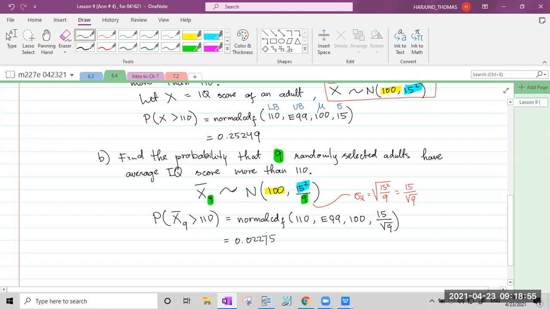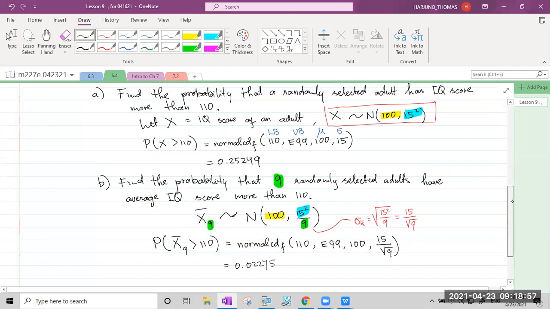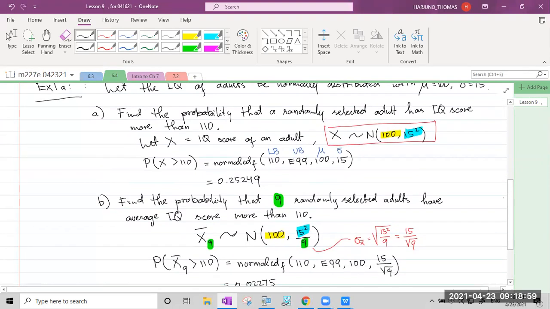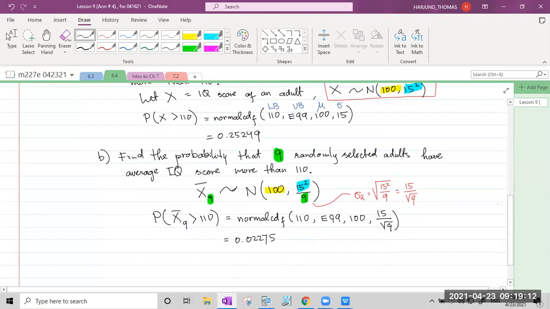So to find only one person with IQ score more than 110, the probability is around 1/4, approximately 25%. Okay, but to have 9 people randomly selected and their average IQ score is more than 110, the probability becomes only 2.3% approximately, 0.02275.